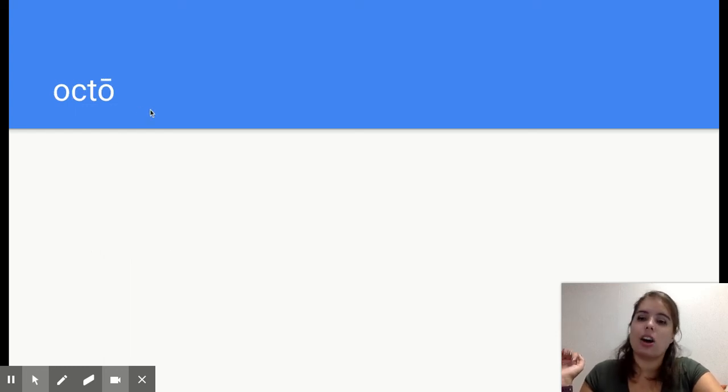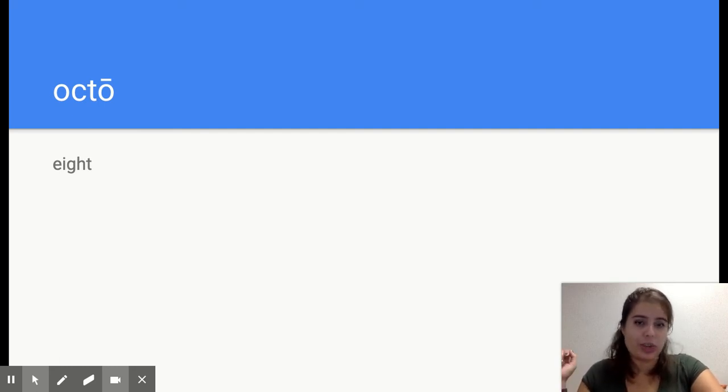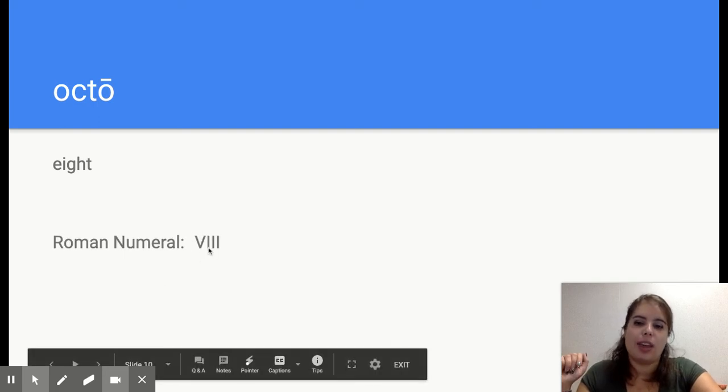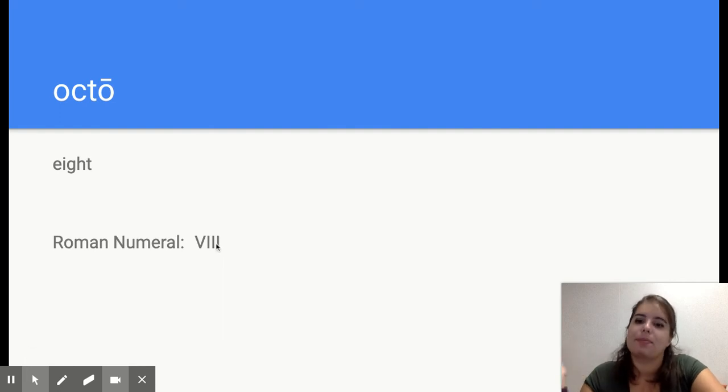Octo. Octo is our Latin word for 8. This is where we get October from. It used to be the 8th month of the year before January and February were added. And also octopus or octagon, things like that. And in Roman numerals, we have VIII, so it's like 5 plus 3.